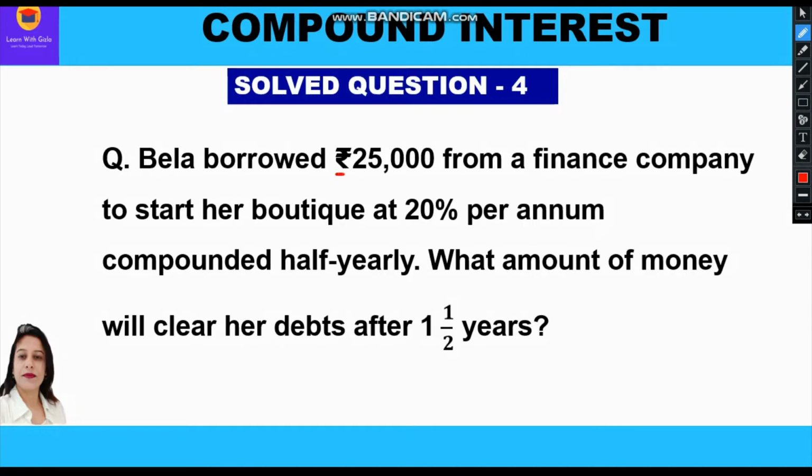So this is the question in which our principal is rupees 25,000. That is the amount which Bela has borrowed is our principal and she has borrowed at a rate of 20% per annum, which is to be compounded half yearly. And the time period is given 1.5 years. Now let's start with the solution.